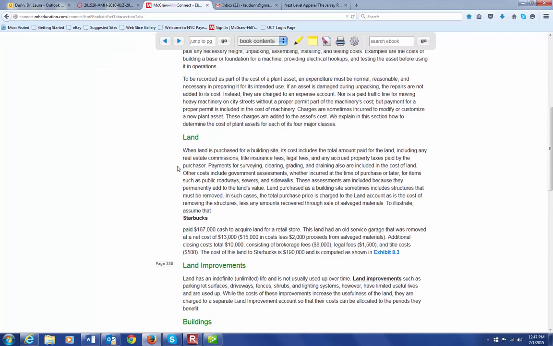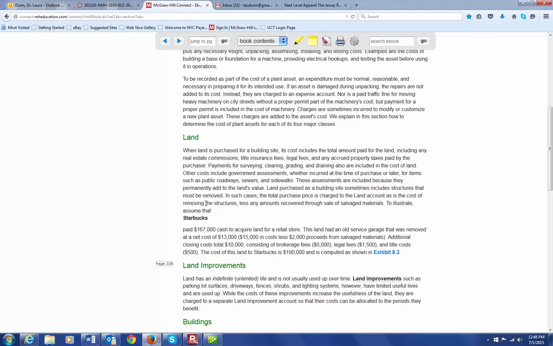Now, land is different. When land is purchased for a building site, its cost includes the amount paid for the land, including real estate commissions, title insurance fees, legal fees, property taxes. Payments for surveying, clearing, grading, and draining the land are also included in the cost of the land, because all of those things are necessary to get it to where it can be used in operations. Other costs might also include government assessments for things like roadways, sewers, sidewalks that are going to have to be put in.